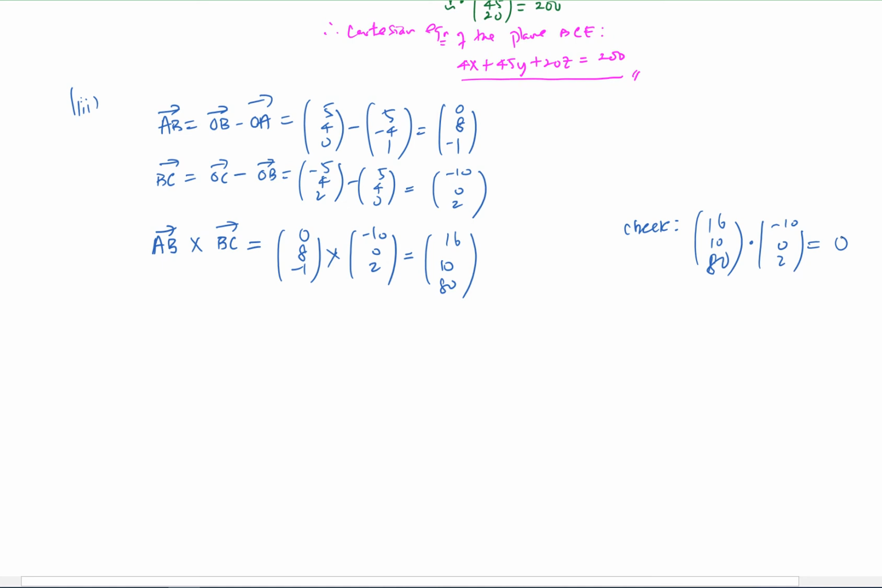Okay, good. So done. But I want you to take note because we always want to work with simpler, smaller numbers. So over here, I can factorize out a 2. I get 8, 5, and 40. So I can use 8, 5, 40 as a normal. Therefore, the normal vector of the base of the pyramid is 8, 5, and 40.